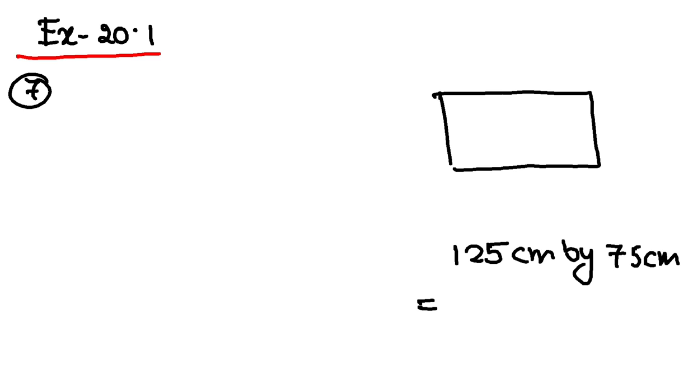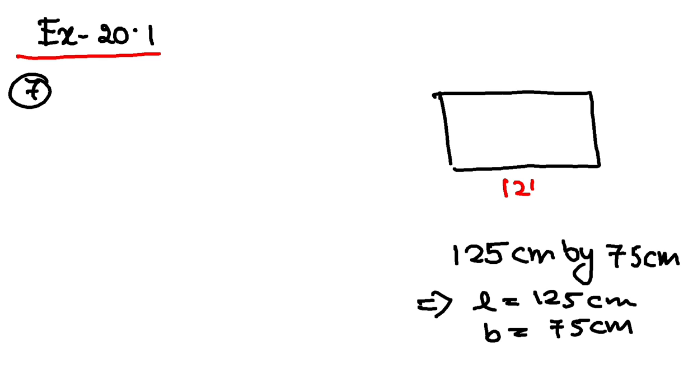Whenever it is mentioned like this, 125 centimeter by 75, that means length is 125 and your breadth is 75. So first they mention length, then they mention breadth. So its length is 125 centimeter and its breadth is 75 centimeter.